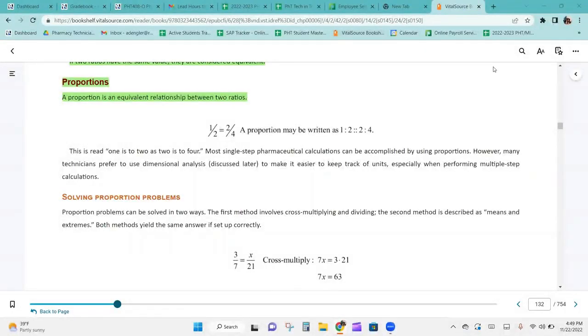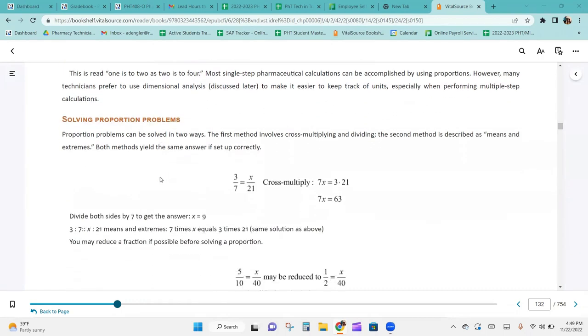A proportion is an equivalent relationship between two ratios, and proportions are going to be like the number one math we do in pharmacy. So you can see here, this is a proportion saying 1/2 is equal to 2/4. And then here it is in ratio form. And we will go over some examples of these.